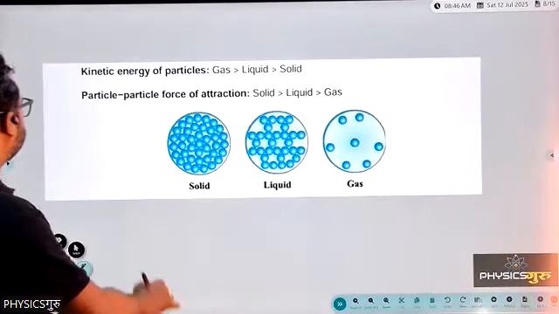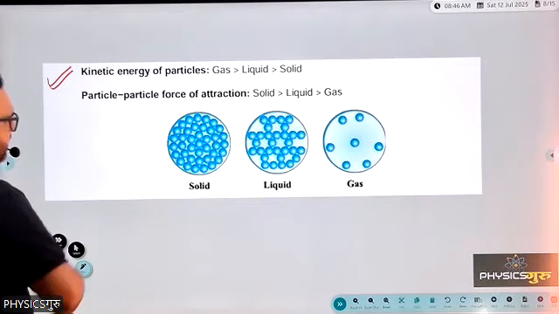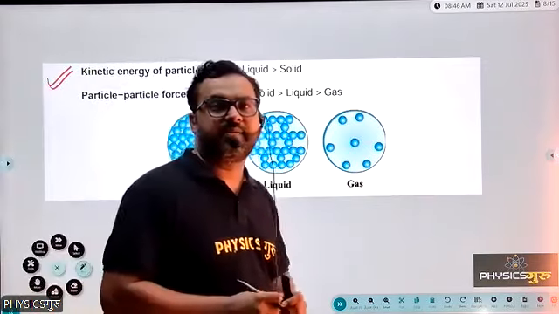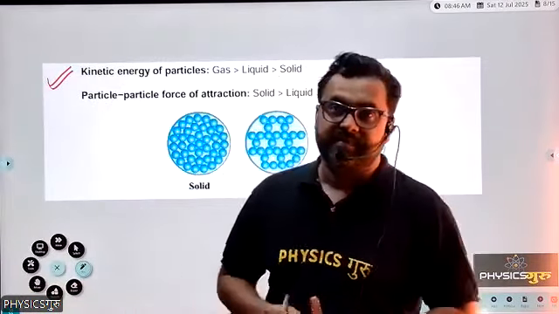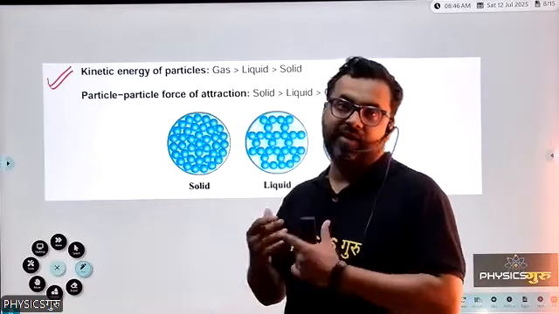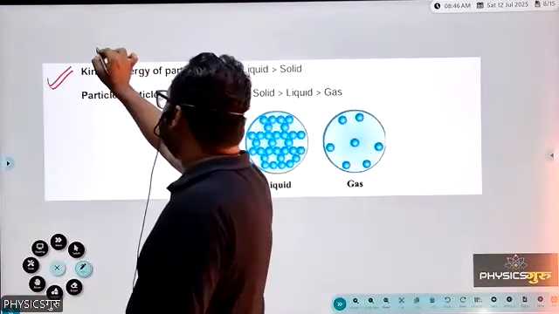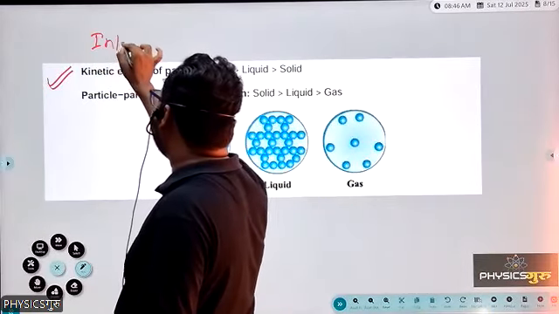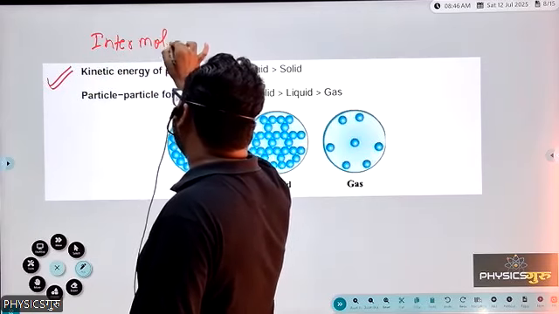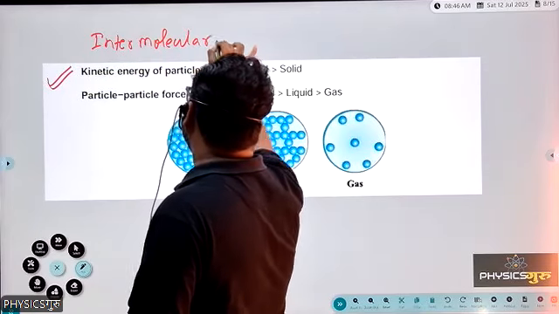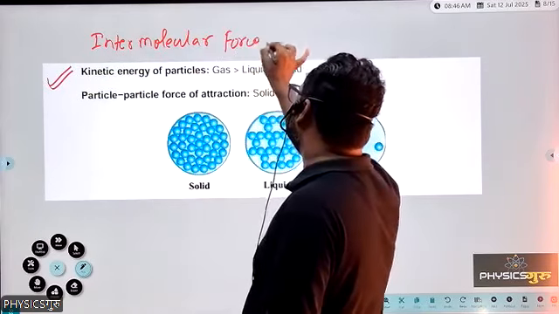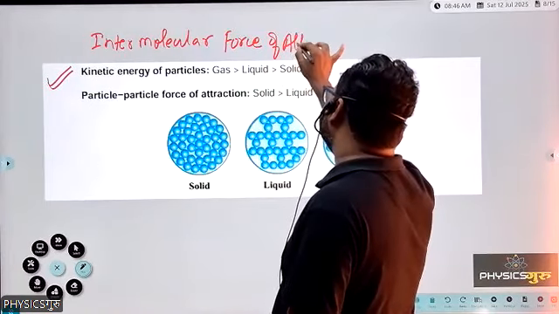Now it is important to note the kinetic energy of particles. As we already discussed, the intermolecular force of attraction between gaseous molecules is very low.